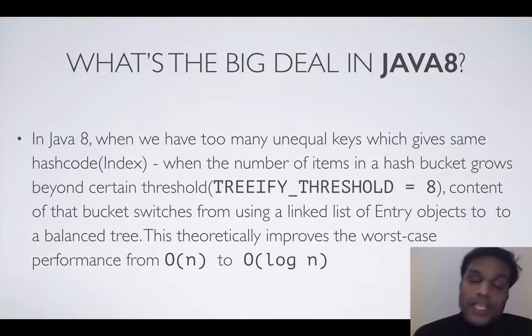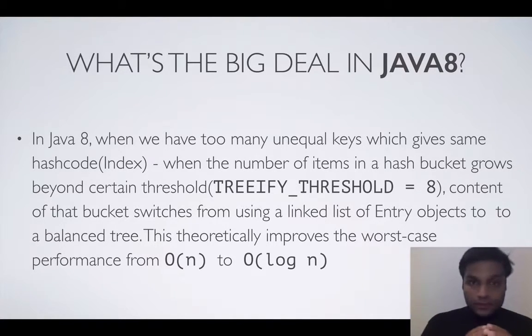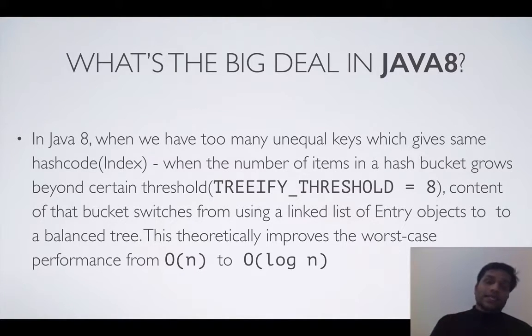So what has changed in Java 8? In Java 8, when we have too many unequal keys producing the same hash code or the same index, as we saw, and the number of such items exceeds a threshold, for example 8, which is the basic threshold, the HashMap implementation internally converts that linked list into a balanced tree.